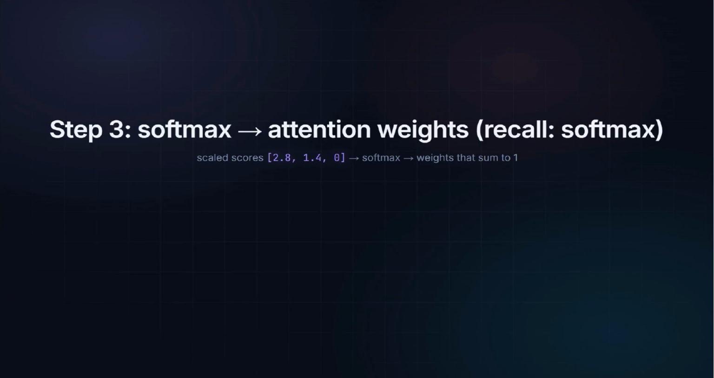Step 3, Softmax. And yes, this is exactly the Softmax video. We turn those scaled scores into a clean set of weights that sum to 1. Exponentiate. e to the 2.8 is about 16.4, e to the 1.4 about 4.1, e to the 0 is 1. The sum is about 21.5.